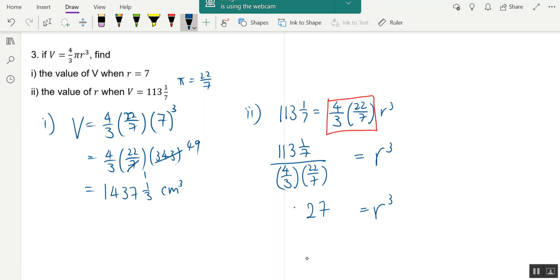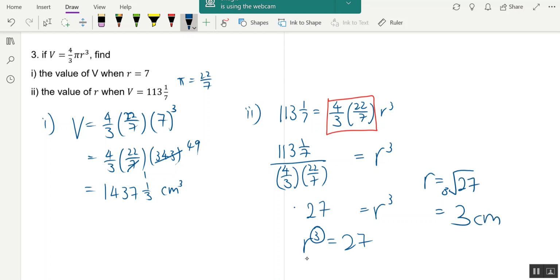When you have the algebra on the right side and the number on the left side, this is called mirror image. You can write it like this. Then r will equal, to remove this cube, we cube root both sides. So this means cube root of 27, and that will equal 3 cm.